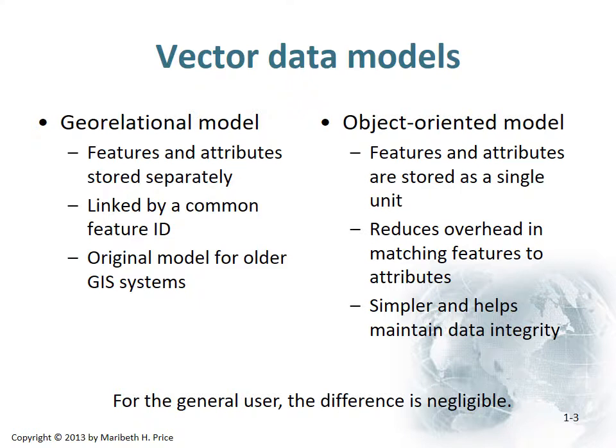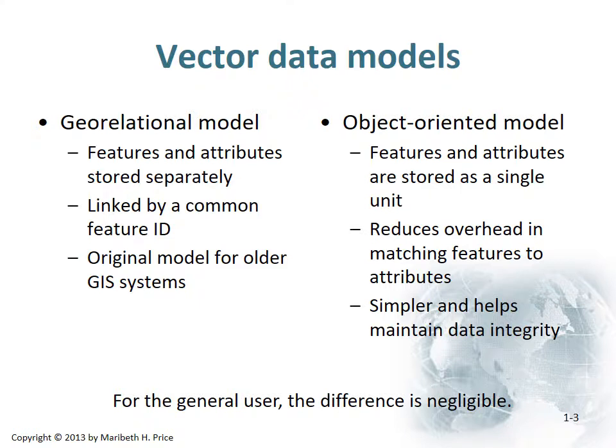So there's two different ways that we can describe vector data, and I'm just pointing them out here because you may run into them in the scientific literature and sometimes in instructions for how to run a particular data analysis model or something like that. Georelational and object-oriented. So in a georelational vector data model, the features and attributes are stored separately, and they're linked together by a common feature ID, which means there's two different tables. One of them is for the geometry of the vector data set, and one of them will be for the attribute data, and they're linked by a feature ID, which means that each feature in the data set has a unique number or ID, and all the attributes in the tables are going to match that. They're going to be linked to that ID.